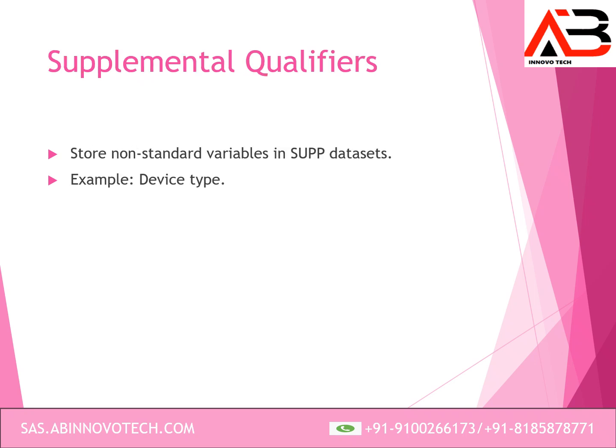For non-standard data, use supplemental qualifier datasets. For example, here we have device type. This device type variable does not match according to the SDTM IG datasets. Then in which domain do we need to include this variable? If you have a doubt, then we can choose the supplemental qualifier dataset, which we denote in shortcut as SUPP. We call it a supplemental dataset.